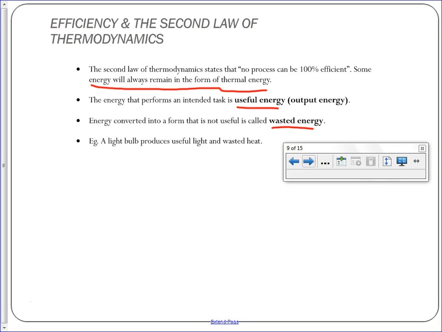When we think about a light bulb, a light bulb produces useful light energy. However, there's also wasted heat. So we would say that the useful light is what would be the useful energy or the output energy.